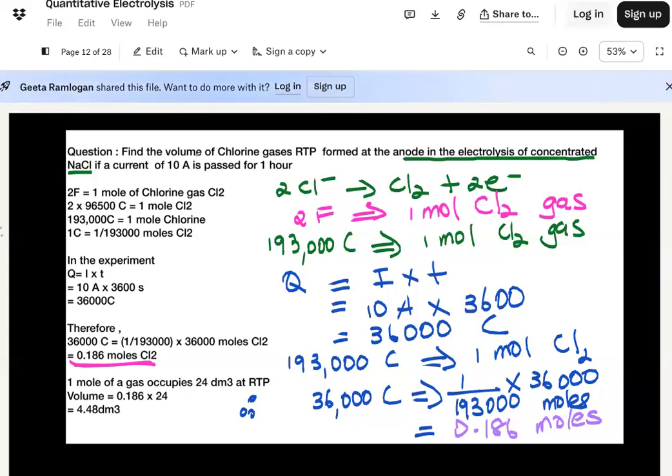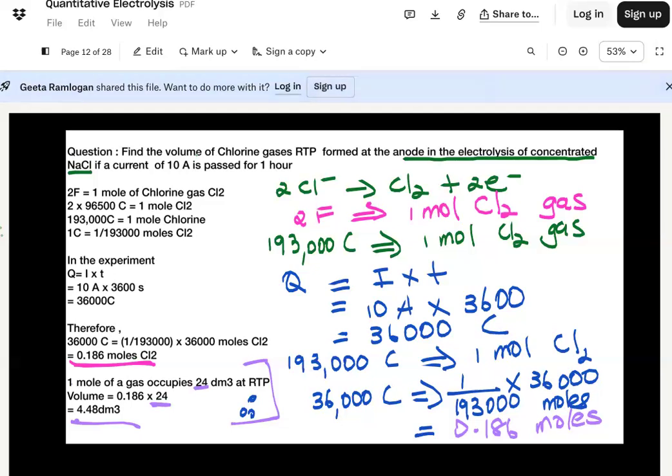Right. But in this question, do we want mass or volume of the chlorine? We want the volume of the chlorine. So you have to multiply it by 24, because you know, 1 mole of a gas occupies 24 dm cube. So 0.186 moles will be 0.186 by 24 dm cubes. And are you getting about 4.48 dm cubes? Yes? How many of you are okay here with this calculation?